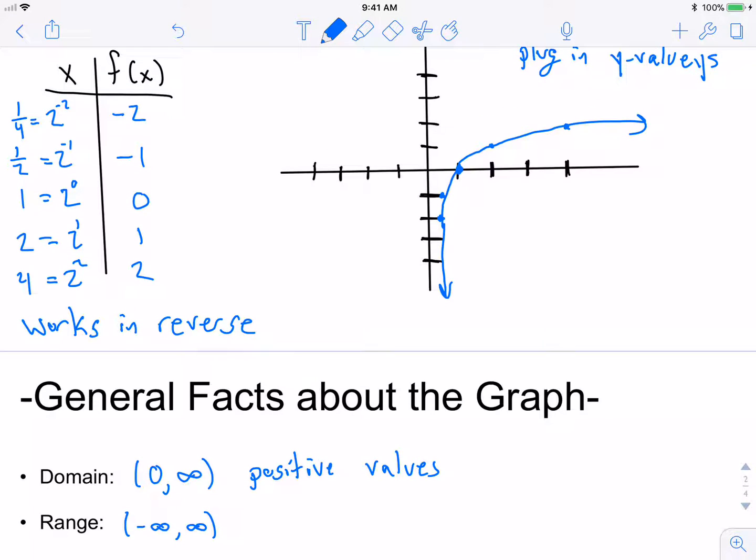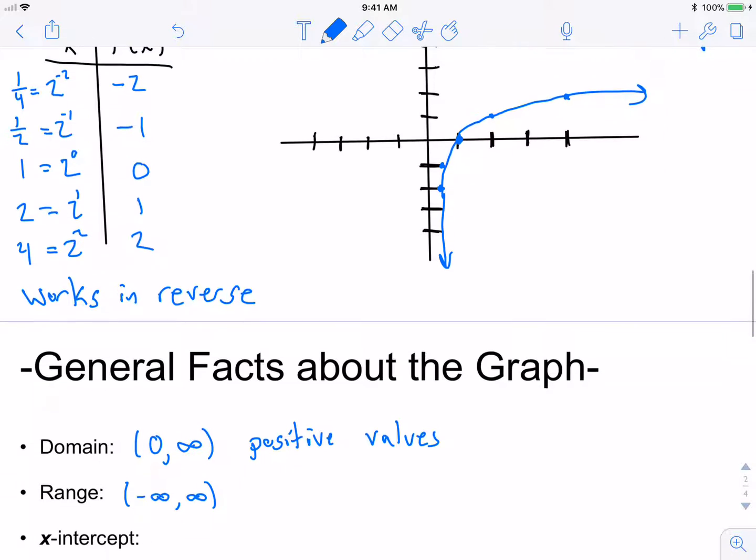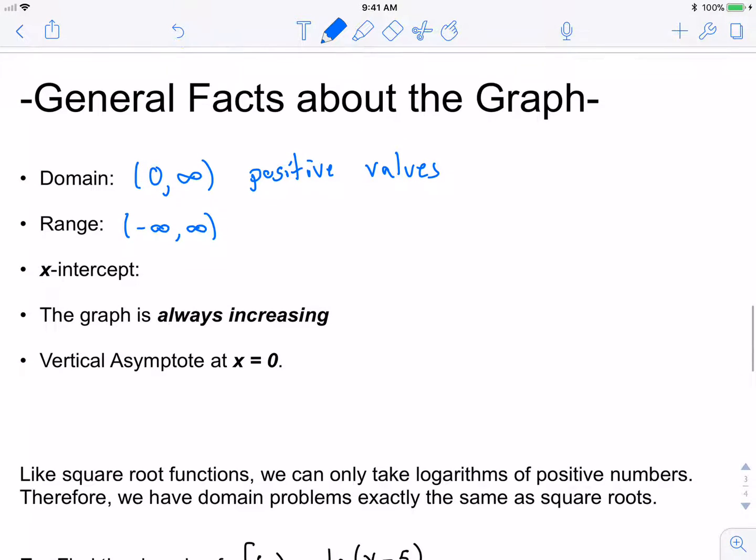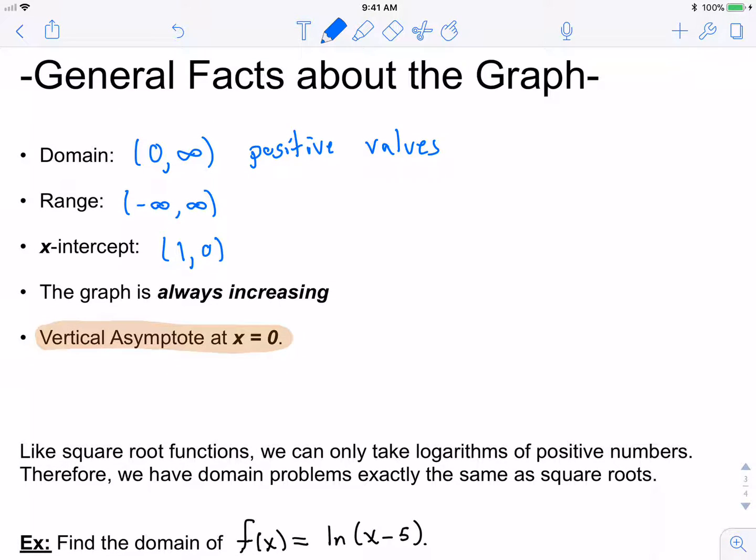As it moves out in x, it's slowly moving up and up and up, and there's nothing to stop it from reaching infinity. It has an x-intercept at (1, 0). Again, the graph is always increasing, and now we have a vertical asymptote at x equals 0, and we'll never be able to cross that. So this is only defined in just half of the graph. Now we can see here that, like square root functions, we can only take logarithms of positive numbers.